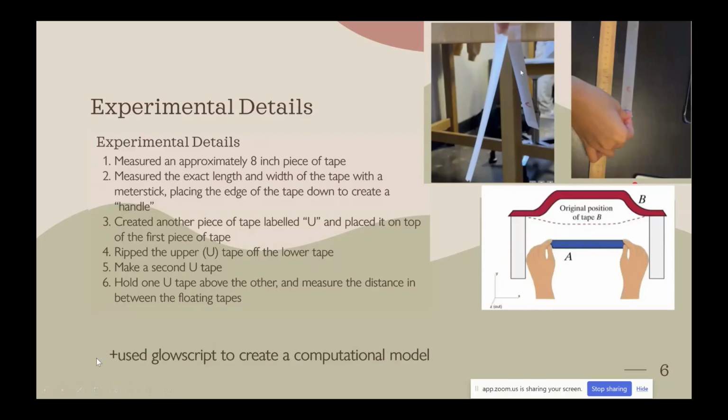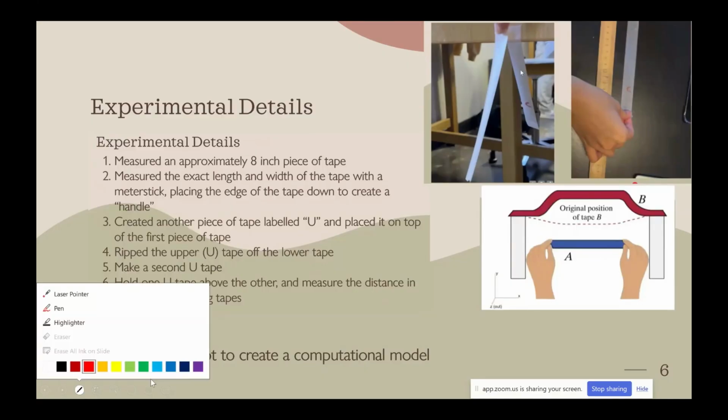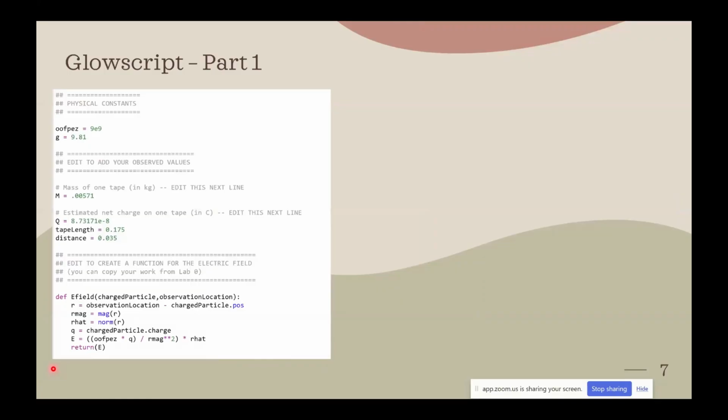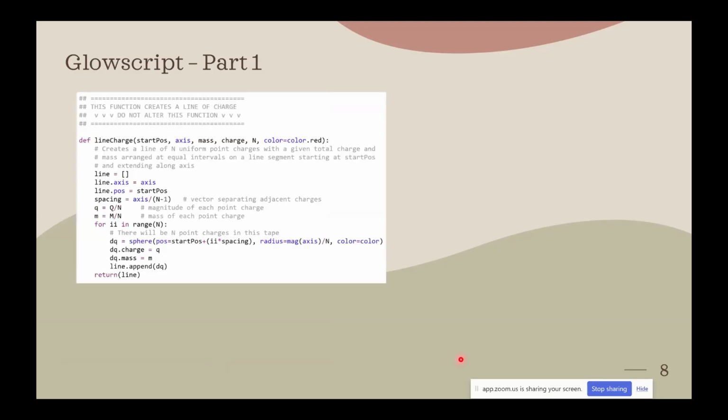And then in this lab, we took it a step further, and we used GlowScript to create a computational model. So here's GlowScript part 1. This part of the GlowScript had the mass of our tape, so that's 0.00571. That was a correction I made from earlier. It has the net charge, which is Q, the tape length, and the tape distance, so those are all of our initial conditions. And then here is a function where we defined the electric field using the same electric field formula from lab 0. And then part 2 is where we create this line charge, and this code was already given to us, but this is where we create the line of charge as opposed to a single point charge.